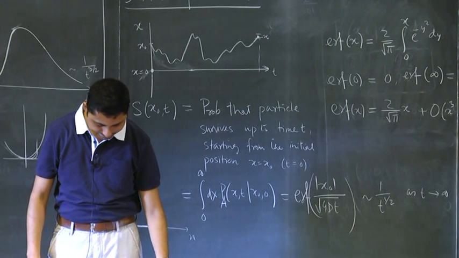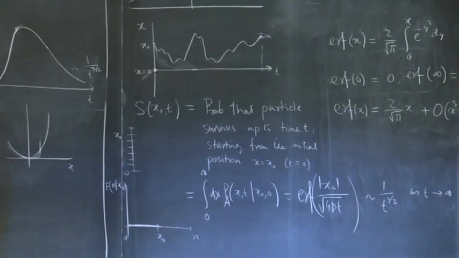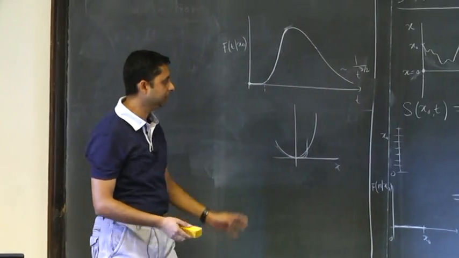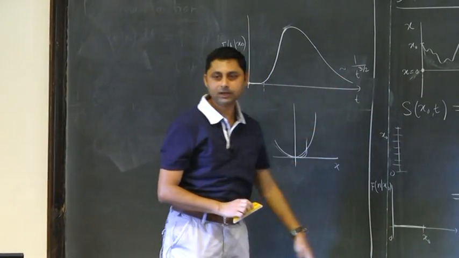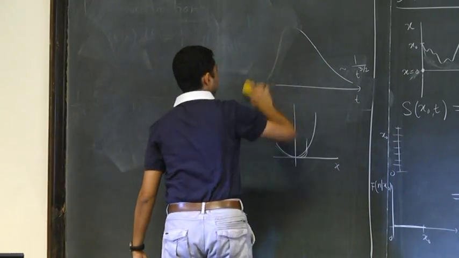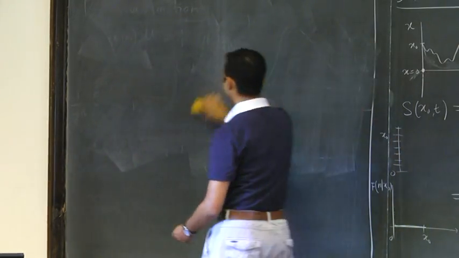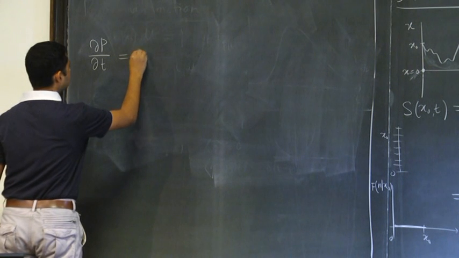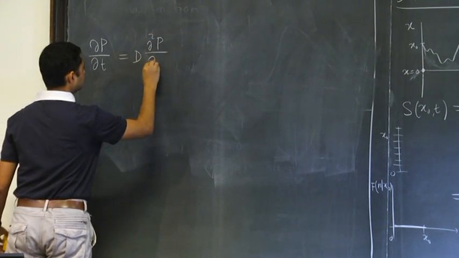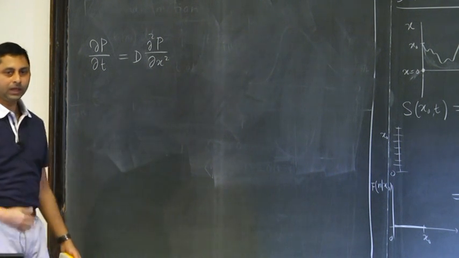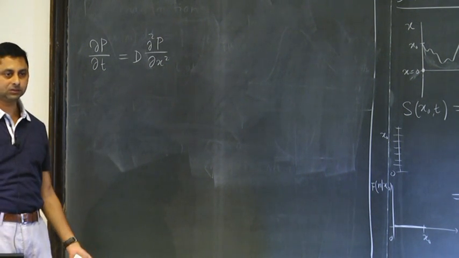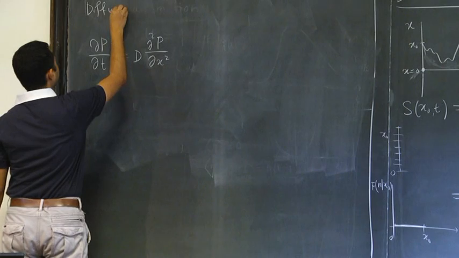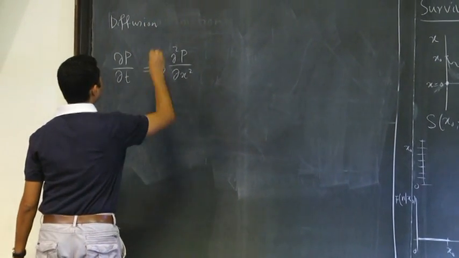So, before deriving this, let me just make some analogy. Let me forget about whatever I have done here, and make an analogy between the equation we have written down, namely del p del t is equal to D del square p by del x square, the diffusion equation, and some other equation you know in some other context.